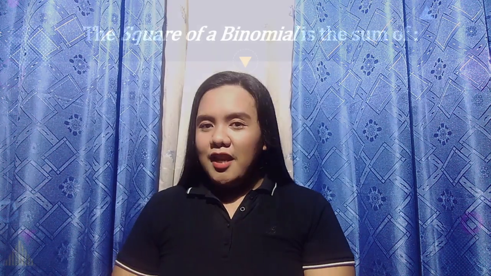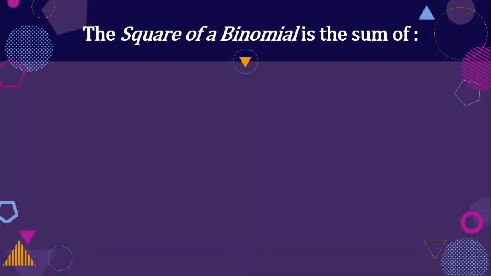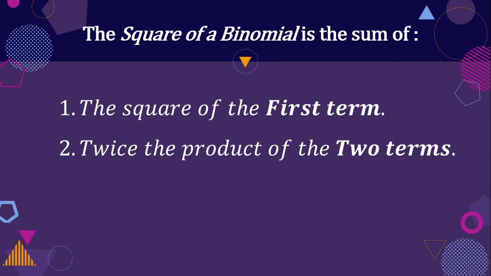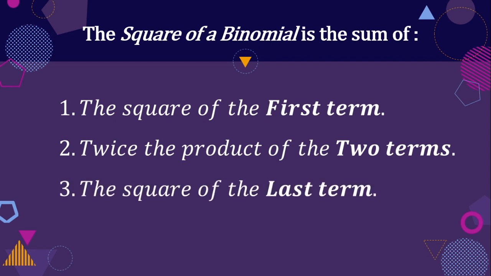Now, we are done working with our first example using the FOIL method. But there is a much easier and more convenient way to solve a square of a binomial, and it is by using the steps of its own meaning. Watch this. The square of a binomial is the sum of the square of the first term, twice the product of the two terms, and the square of the last term.